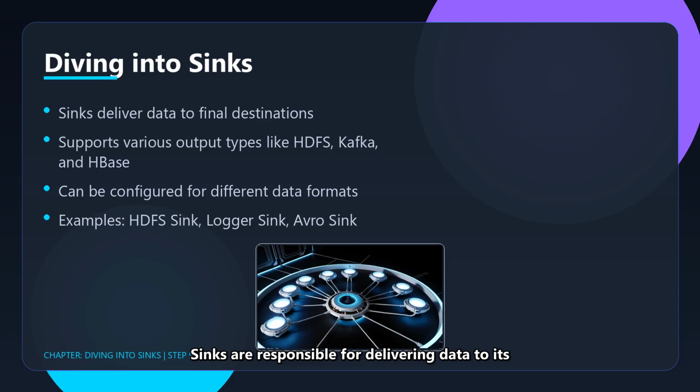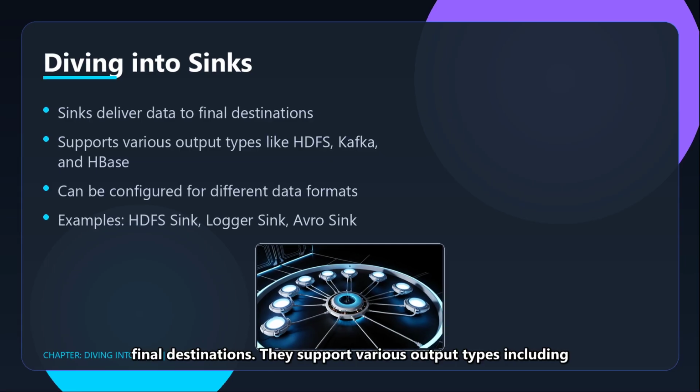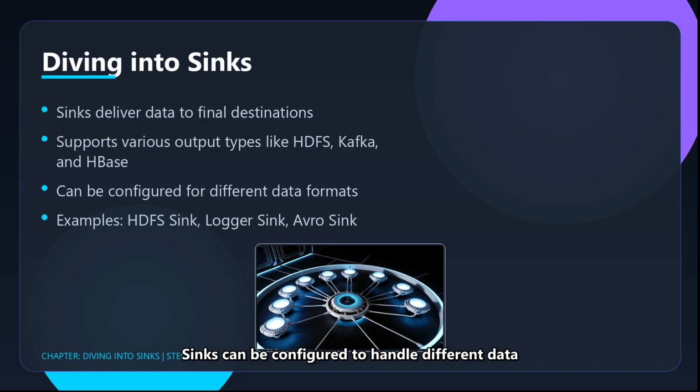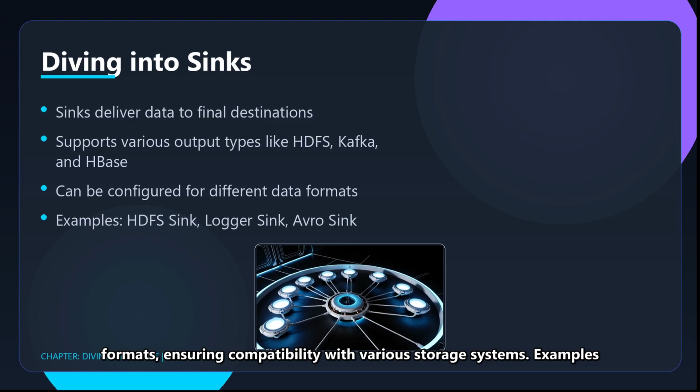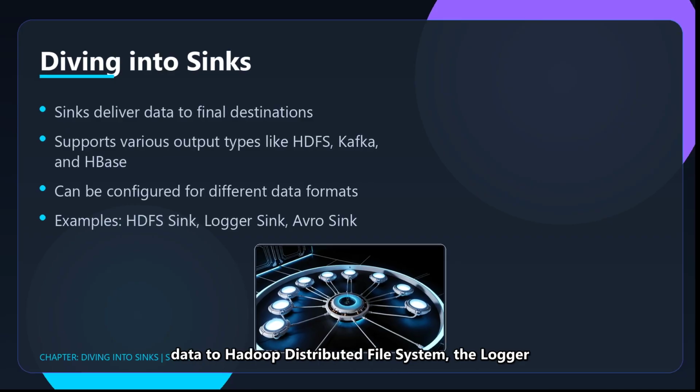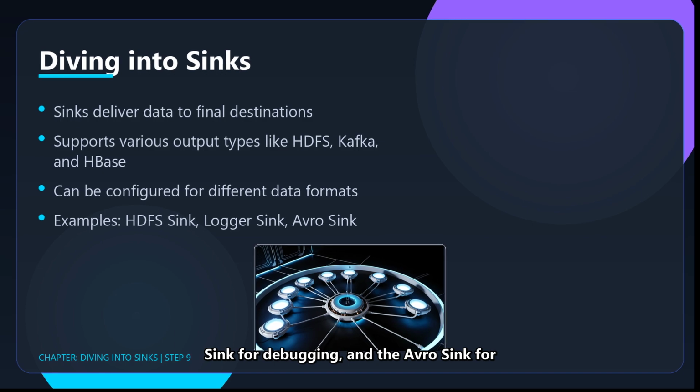Sinks are responsible for delivering data to its final destinations. They support various output types including HDFS, Kafka, and HBase, making Flume highly versatile. Sinks can be configured to handle different data formats, ensuring compatibility with various storage systems. Examples of sinks include the HDFS sink, which writes data to the Hadoop Distributed File System, the Logger sink for debugging, and the Avro sink for sending data to another Flume agent.